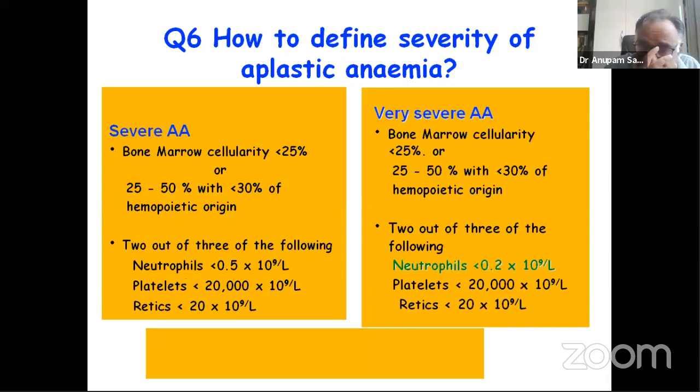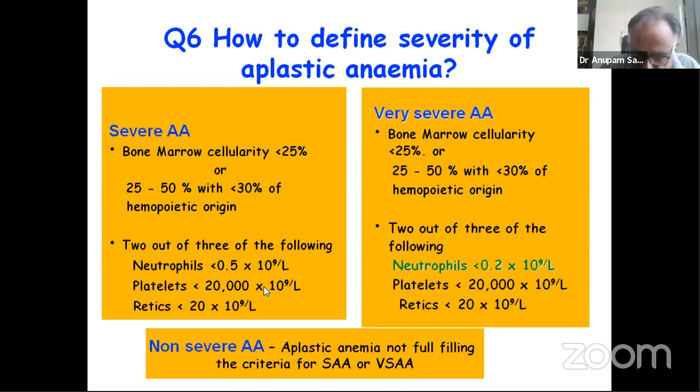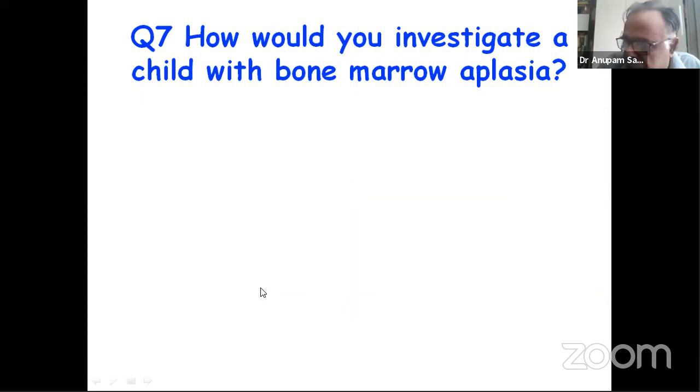Dr. Yadav has already told you that severe aplastic anemia is when there is bone marrow cellularity less than 25%, or 25 to 50% with less than 30% of hemopoietic region. The neutrophils should be less than 500, platelets less than 20,000, retics less than 2.2%. Very severe is even worse than that, with 2 out of the 3 of the following: neutrophils less than 200, platelets less than 20,000, retics less than 0.2%. Non-severe aplastic anemia is when those who are not fulfilling the criteria for severe or very severe aplastic anemia.